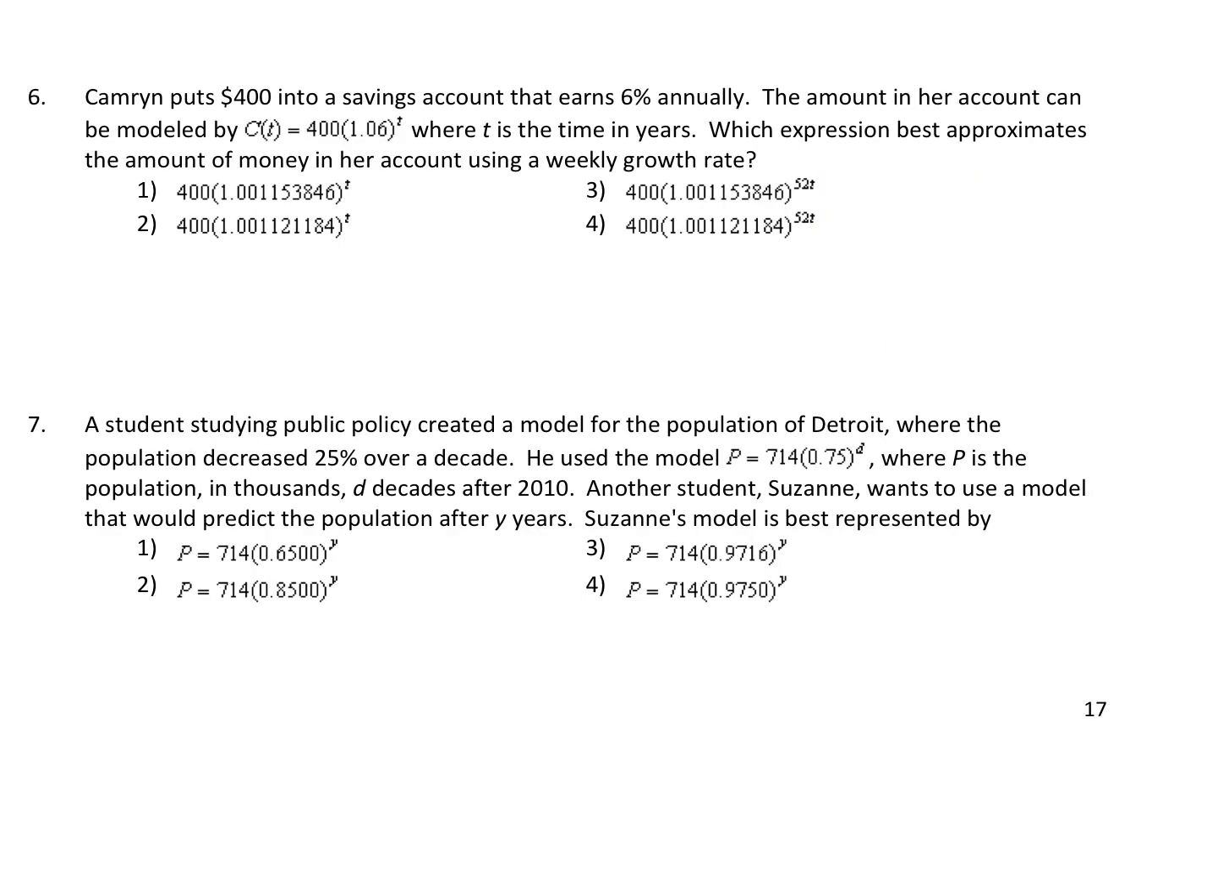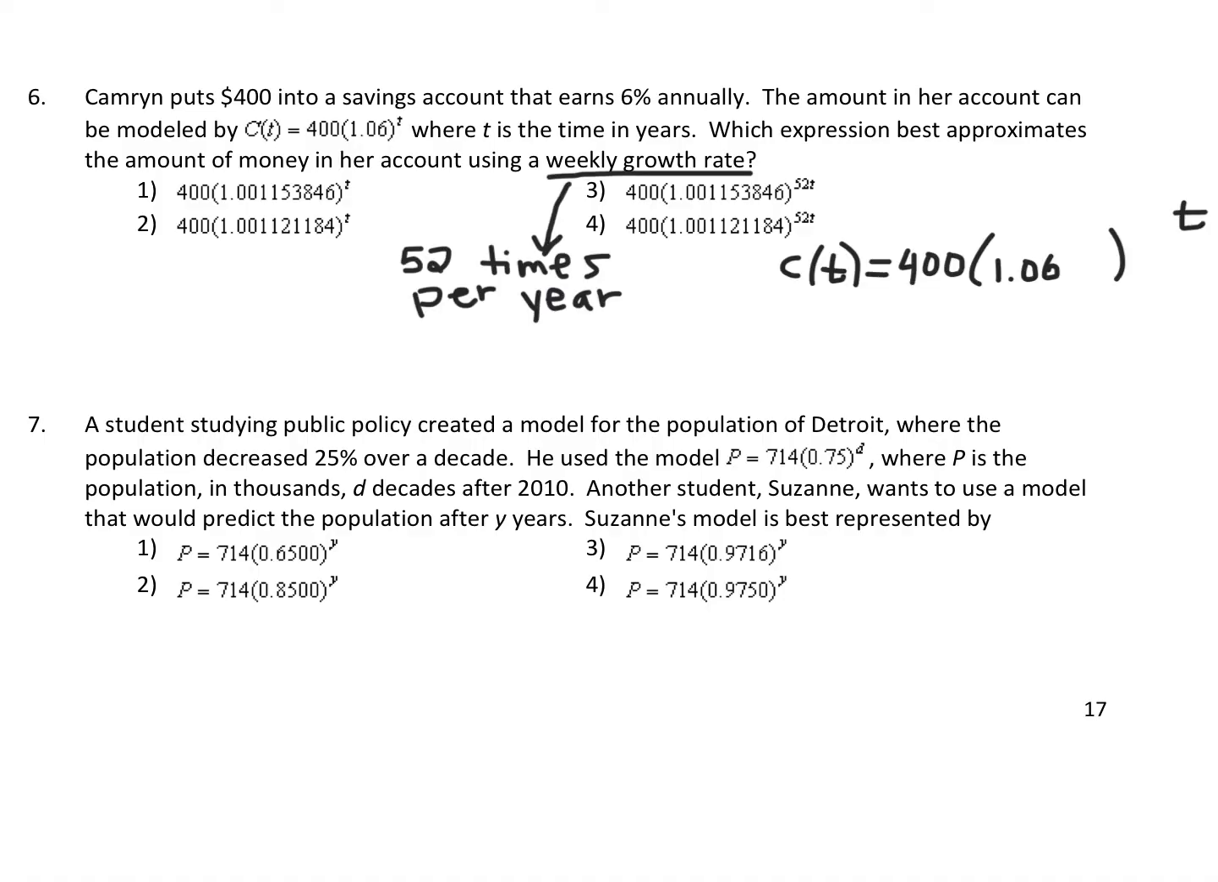Okay, so number 6, Cameron puts $400 into a savings account that earns 6% annually. So we could see that the initial amount is $400, 1 plus 6%, we'd write as 1.06 to the T power, where T is the time in years. Which expression best approximates the amount of money in her account using a weekly growth rate?